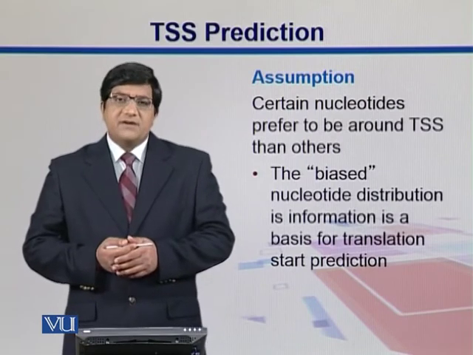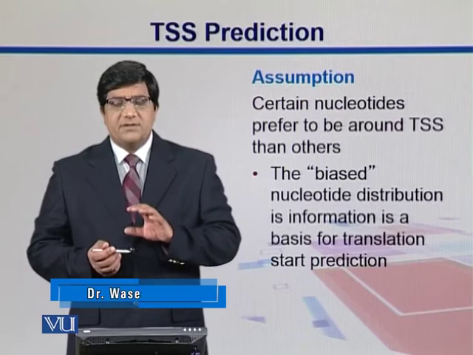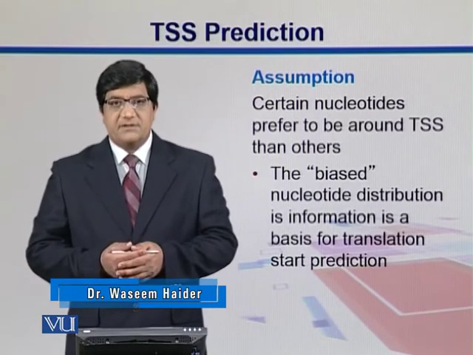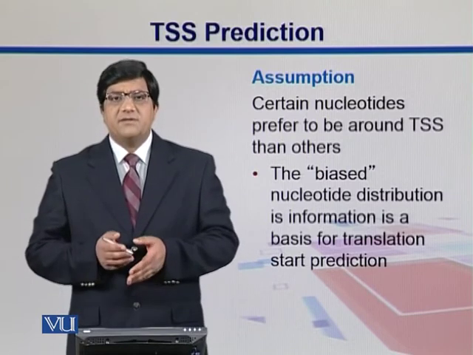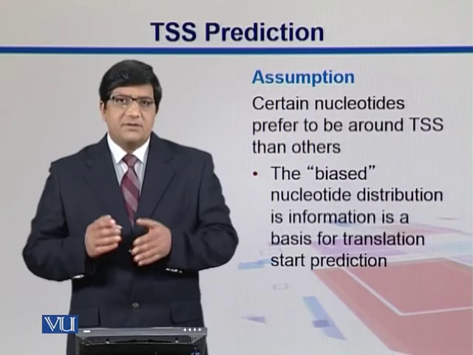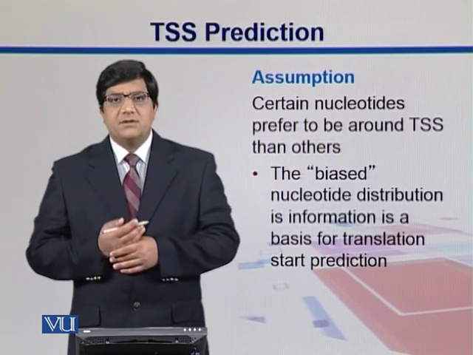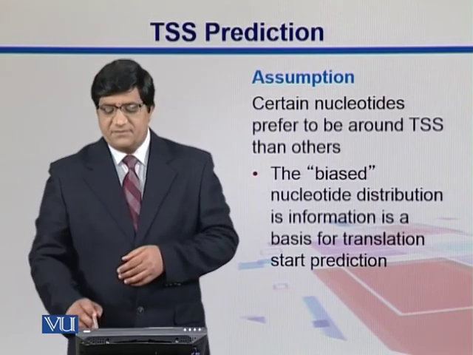So we assume that certain nucleotides prefer to be near, or be the neighbors of, those TSS, and these biased distributions can be informative. While looking into the frequency of those particular nucleotides around TSS, we can support the idea that those TSS are the real ones.